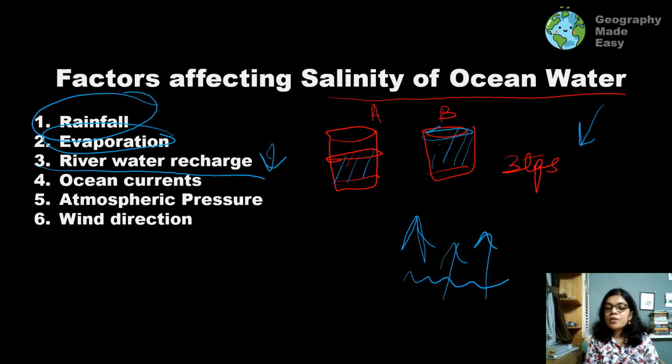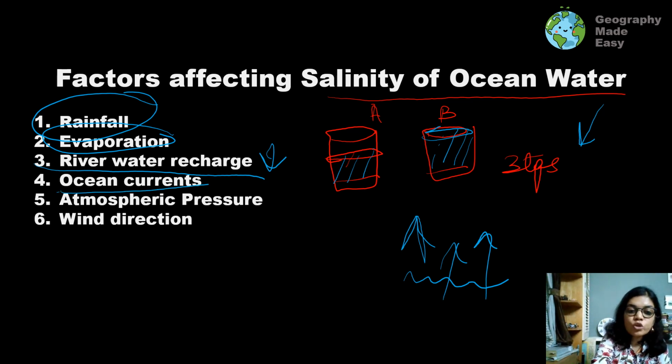For example, the Bay of Bengal has less salinity compared to the Arabian Sea because a large number of rivers are flowing into the Bay of Bengal in comparison to the Arabian Sea. So salinity varies between the Bay of Bengal and the Arabian Sea for this reason.